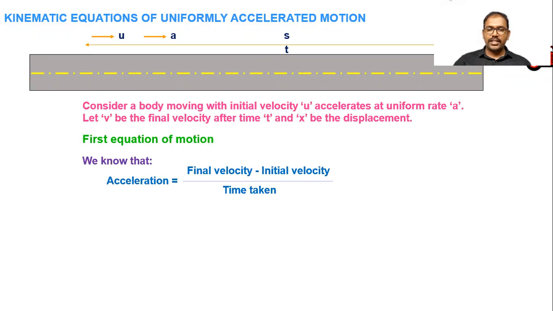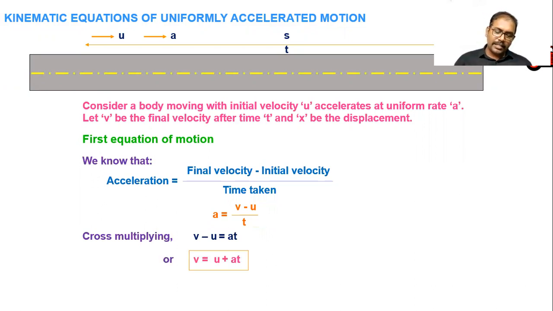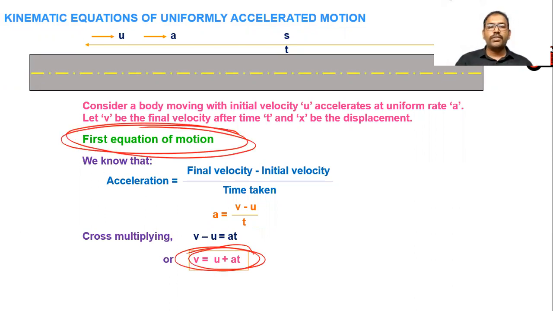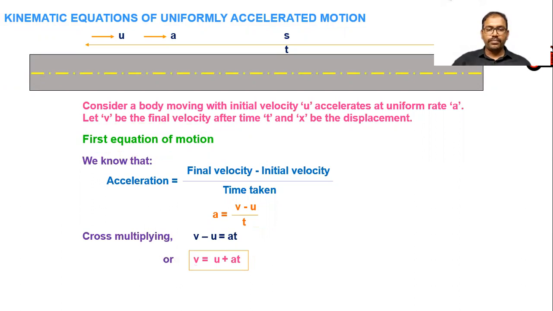You know that acceleration is final velocity minus initial velocity divided by time. So acceleration we represent by a, final velocity by v, initial velocity by u, and time by t. Then by cross multiplication we can write v minus u is equal to at. So I can write v is equal to u plus at, and this is the first equation of motion, or first kinematical equation.